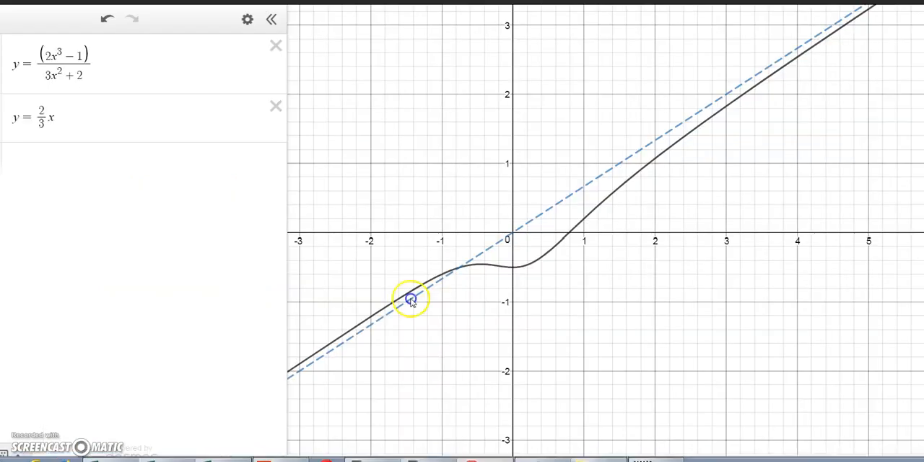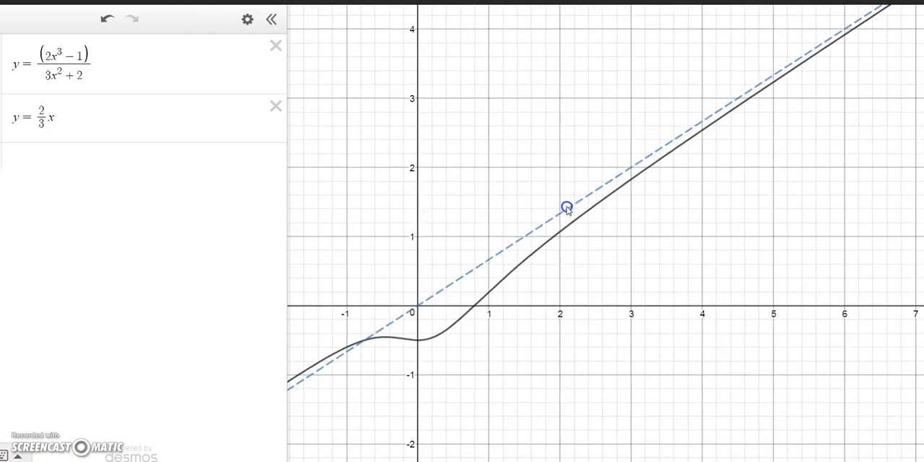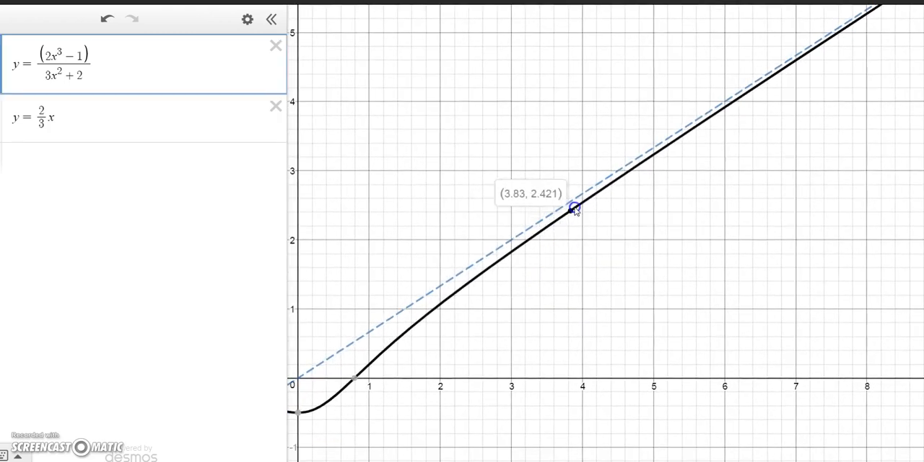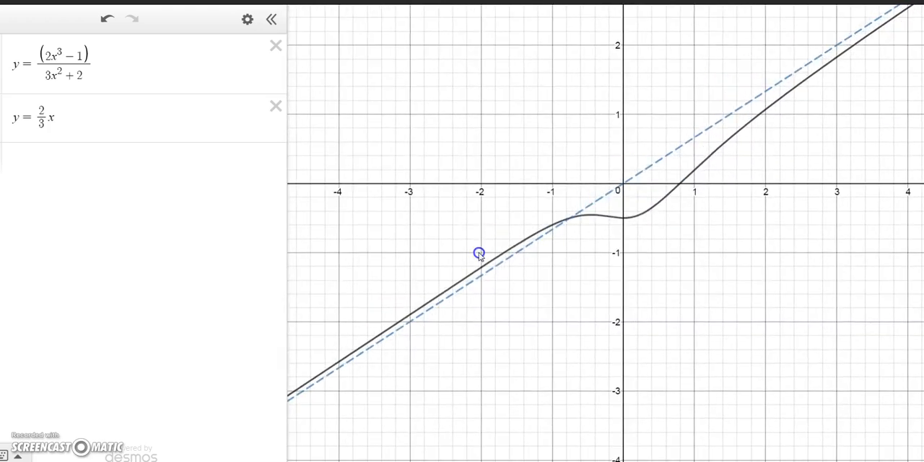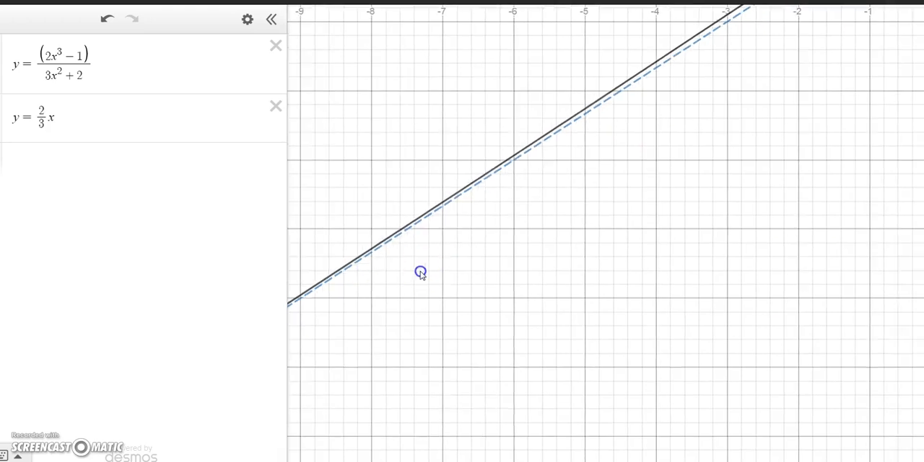And to wrap it up, let me just show that to you. So here's the graph of that function, and that broken blue line there is the graph y equals 2/3 x. And so notice that as x increases, it gets closer and closer to this slanted line. And also as x decreases, notice that the graph gets closer and closer to that slanted line.